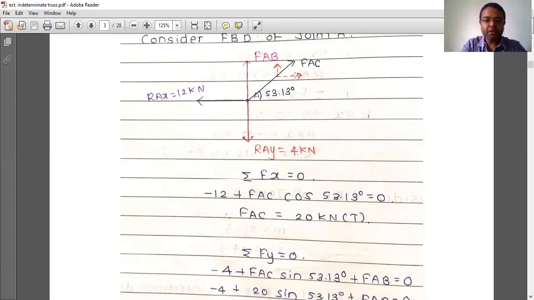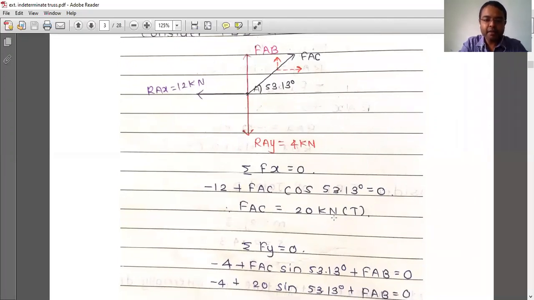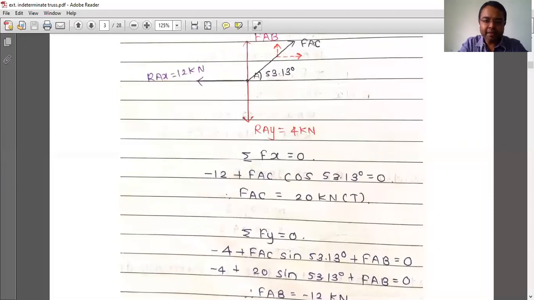Apply summation Fx equal to 0 to this diagram. So FAC, it is a cos component. Horizontal will be a cos component. FAC cos of this angle 53.13 minus 12. So you are getting FAC as positive. Positive means assumed direction is correct. Assumed was tensile.